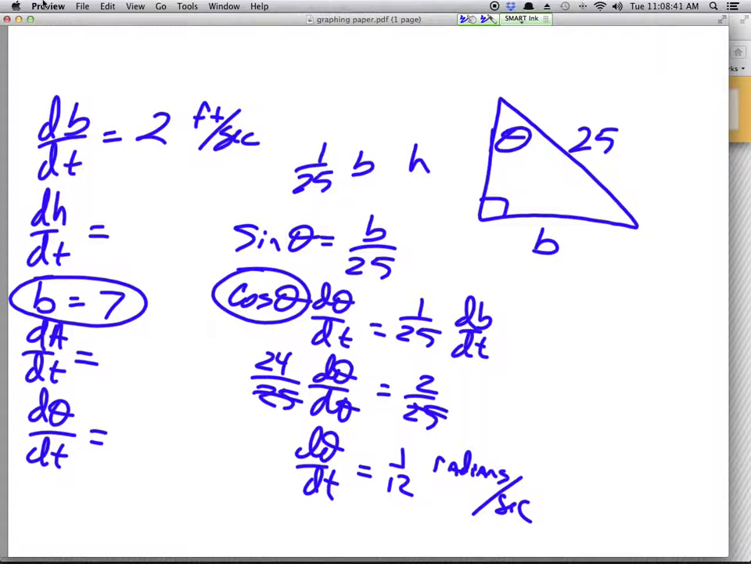All right, Brian, what did we learn? Theta is increasing because d theta over dt is positive. Very good. My angle is increasing because d theta over dt is positive. That's what I want to hear.